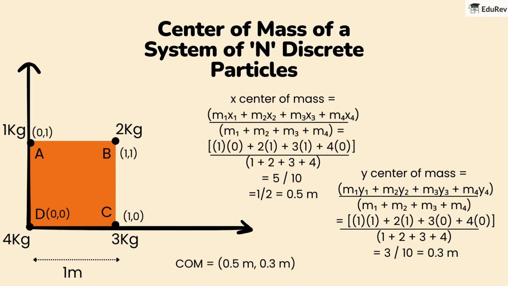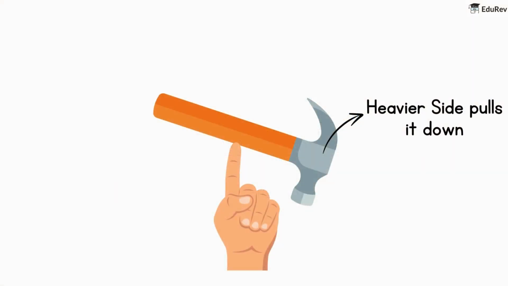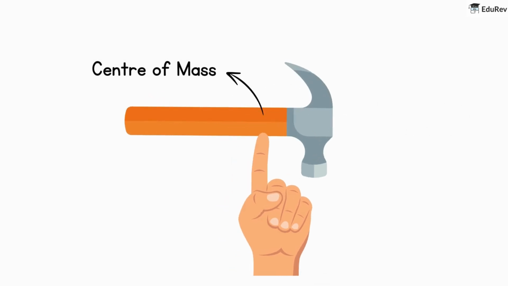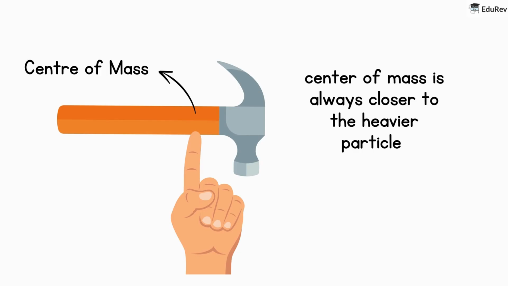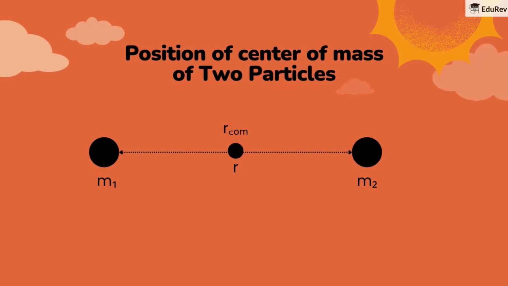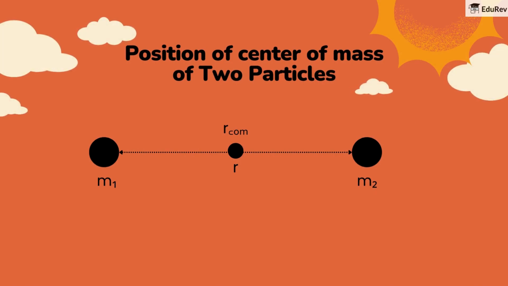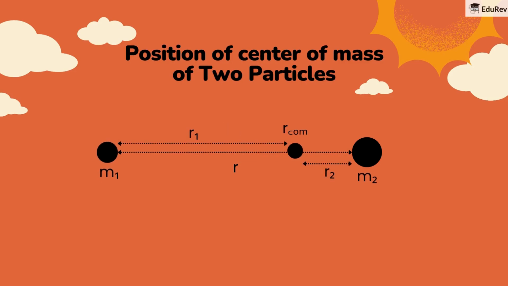We can now consider a simpler case, finding the center of mass for just two particles. Let's go back to the example of the hammer. As you saw, the center of mass of the hammer is near to the heavy metal. What does that mean? Yes, center of mass is always closer to the heavier particle. So, for two particles with masses m1 and m2 separated by a distance r, the center of mass lies between the two particles. The distance of center of mass from each particle is inversely proportional to the mass of the particle, which means the center of mass will always lie near the heavier mass particle.